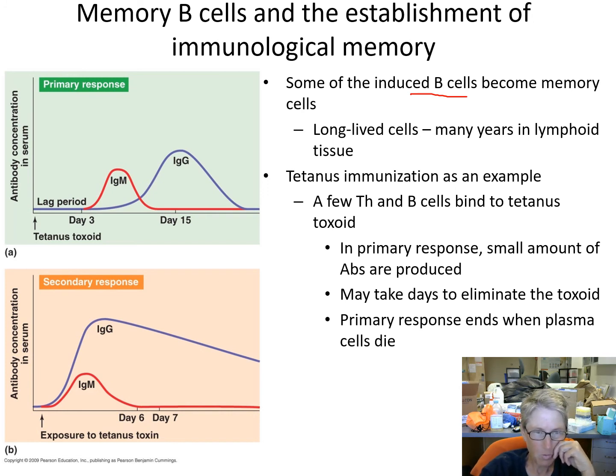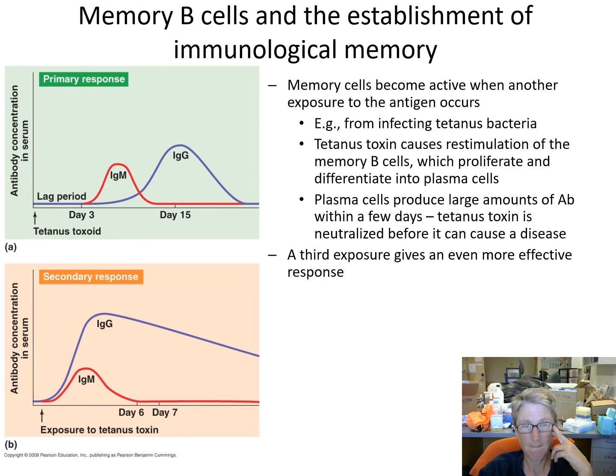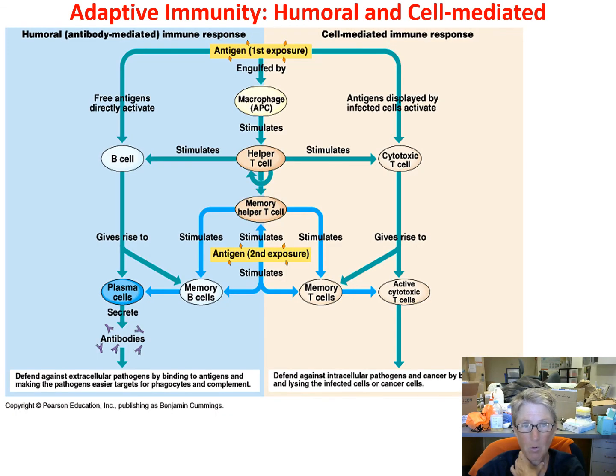In the first response, you make this much IgM. It only goes up to about here on the y-axis. In the secondary response, you make maybe about the same amount of IgM, but you make a lot of IgG really quickly, and then that antibody can bind to the toxin. If you get a third exposure, you get an even more effective response. You start making IgG and IgM even faster and in greater amounts in the third exposure.